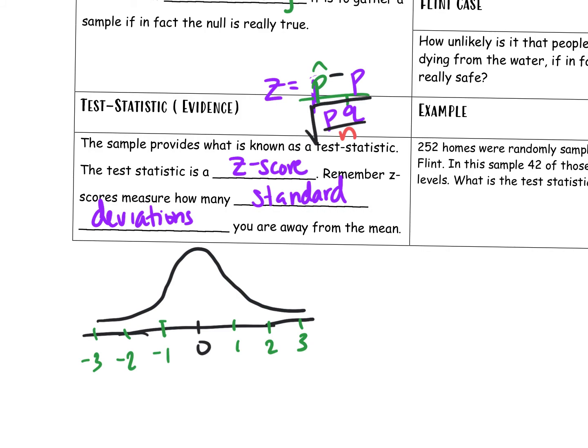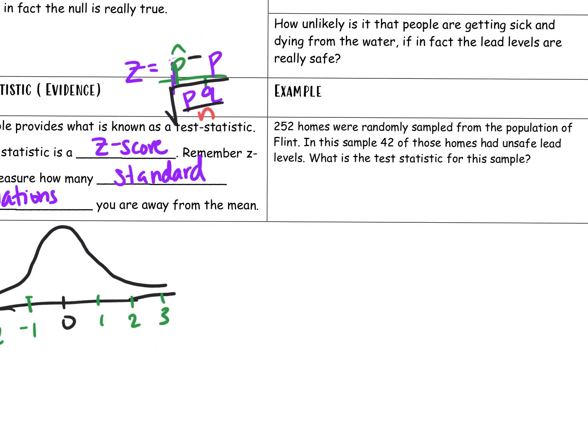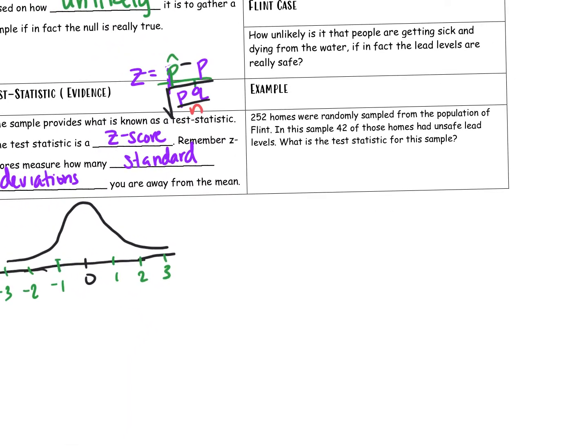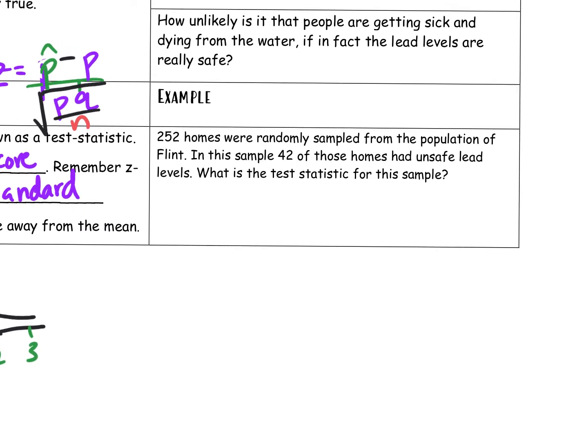So here's an example of what I mean. If we look at the Flint, Michigan case, here's what they did. They grabbed a sample of 252 homes, randomly sampled from the population of Flint. In this sample, 42 of those homes had unsafe lead levels. What is the test statistic for this sample?